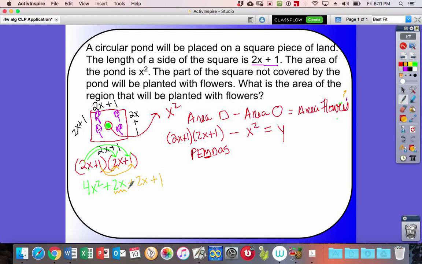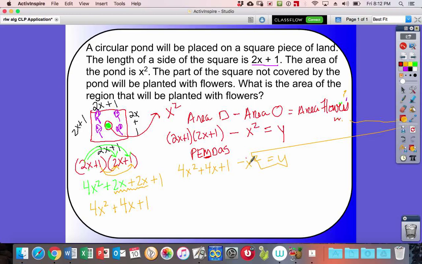Now notice I can combine like terms right here because it's the same variable and same power. So my answer is 4x squared plus 4x plus 1. So I'm going to come up here, and since I just multiplied these, I'm going to say 4x squared plus 4x plus 1 minus x squared is equal to y. Well, my pen does this every once in a while. I'm not sure why, but I don't really like that color of orange.